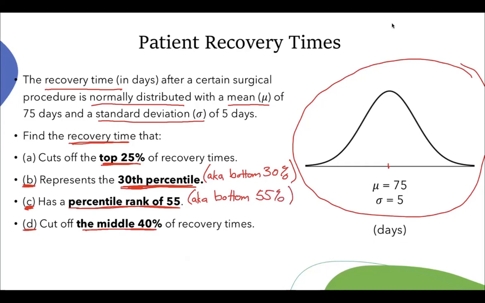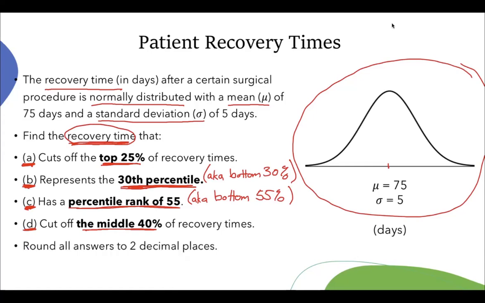So if a question gives you the percentile, the 30th percentile, or gives you the percentile rank, 55, that represents the percent of area to the left of the unknown score, the unknown recovery time that you're looking to find. So B and C are going to have area shaded to the left when we draw a picture. A is going to have area shaded to the right. D is going to have area shaded in the center. So let's do those problems.